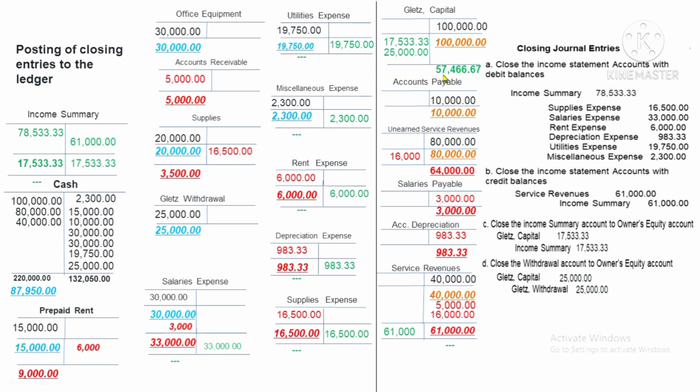and of course the Gletz capital will now have a balance of 57,466.67, which is the same as the equity balance in our statement of changes in equity that was prepared in the previous episode, as I've told you. Now let's credit the Gletz withdrawal 25,000 and it will become zero. So that's it for posting the closing journal entries, and that's it for step 8. Step 9 is coming up next.